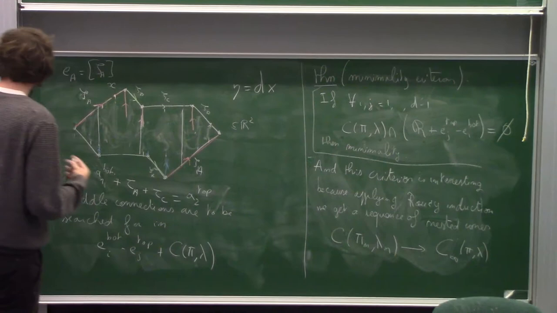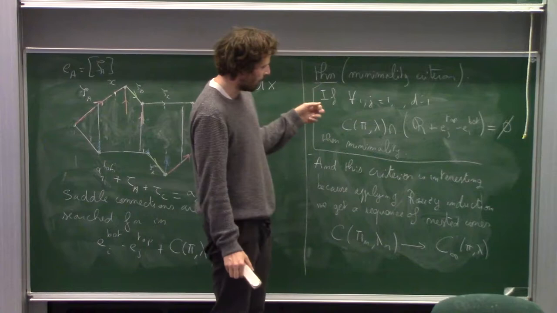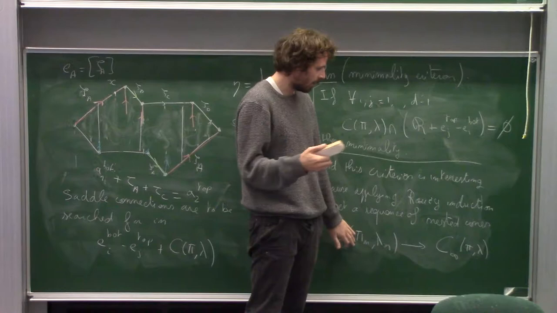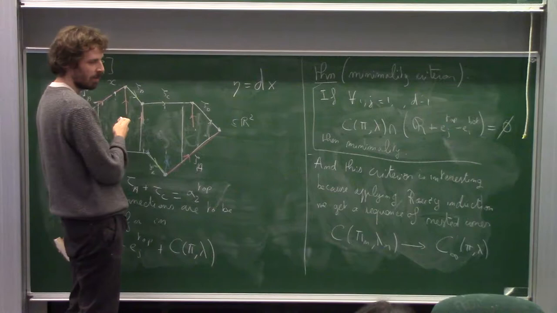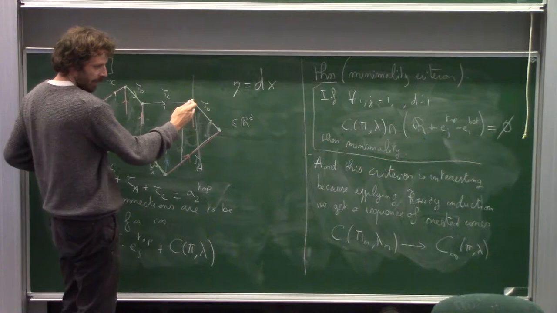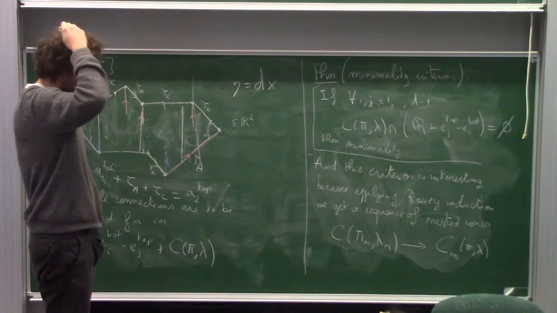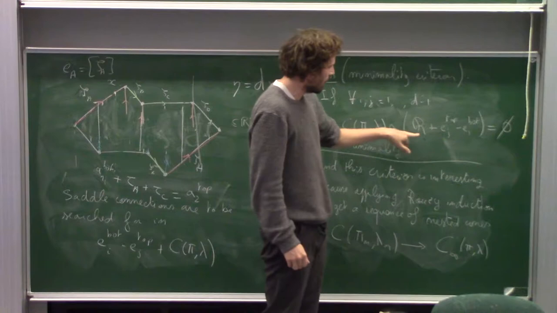And now you can build an algorithm: you start from your pi lambda, and you just check this criterion. And if it does not work, you pick the next interval exchange for the Rauzy induction. For those who do not know what Rauzy induction is, you just start making the interval exchange smaller. So instead of looking at ABCD here, you cut here, and you look at a shorter interval exchange. And making this procedure makes the cone smaller and smaller. And this gives you an algorithm, because this shrinks, so there is more chance to avoid this.